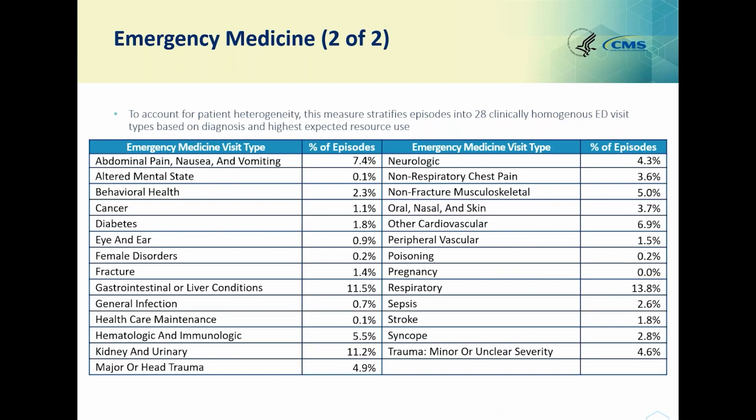Episodes within each ED visit type are only compared with other episodes in that same visit type. The ED visit types are based on diagnosis information during the ED visit and arranged in a hierarchy based on highest expected resource use if there are multiple diagnoses. From our testing, we can see that the greatest proportion of episodes in this measure are categorized within the respiratory, gastrointestinal or liver conditions, and kidney and urinary ED visit types. Next slide, please.